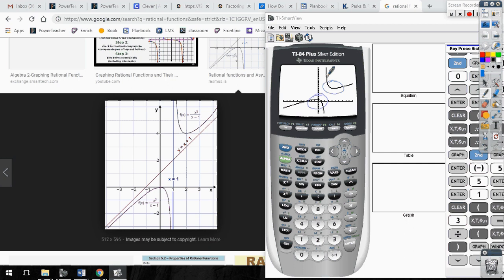What is the domain? Now remember, my vertical asymptote was what here? What was it, 2 or 3? 2. So what's the domain? Negative infinity to 2, union 2 to infinity.